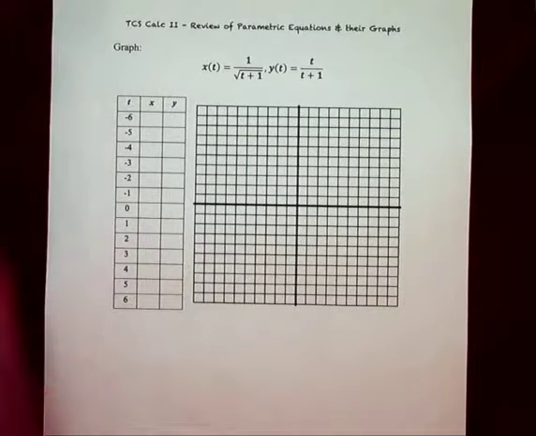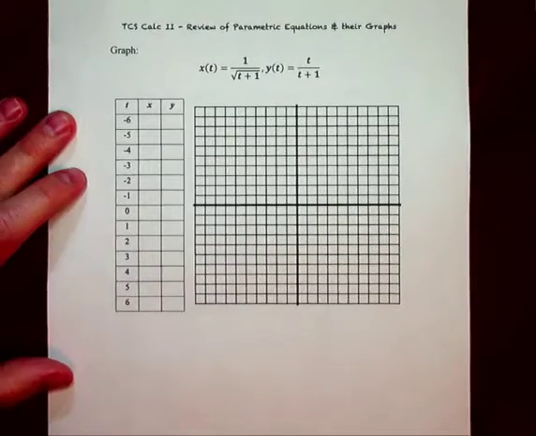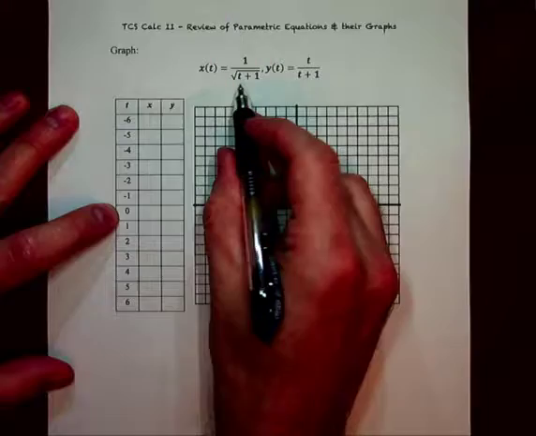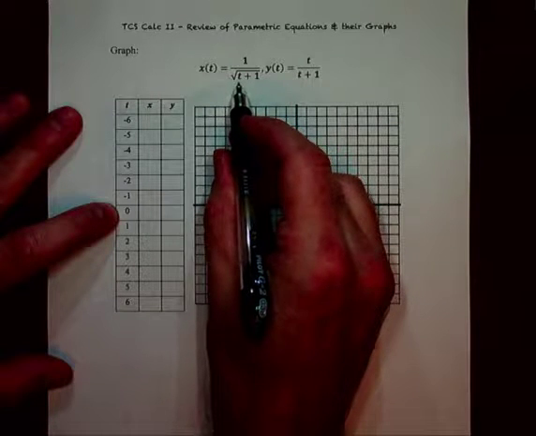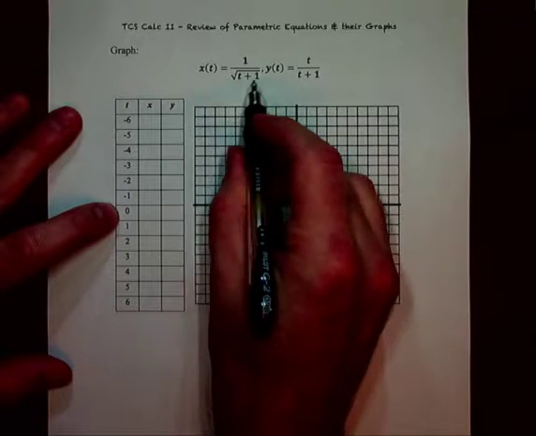Okay, well that's all fun. Let's go ahead and take a look at some of the values. Let's go ahead and plug in. Well, first we know that we can't plug in -1, because if I plug in -1 here, I'm going to get a 0 in the denominator.